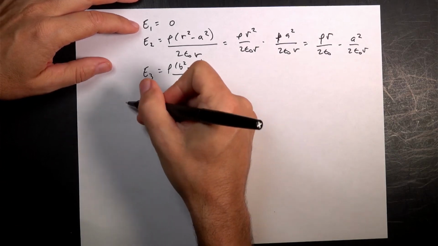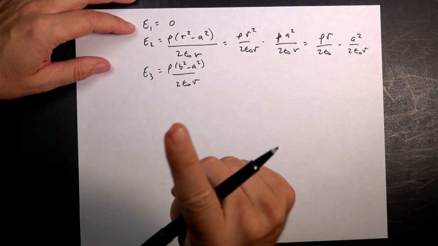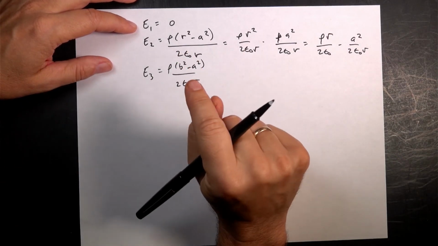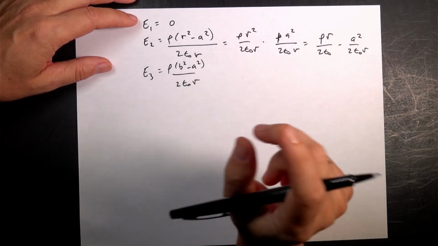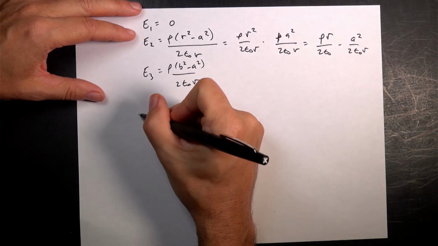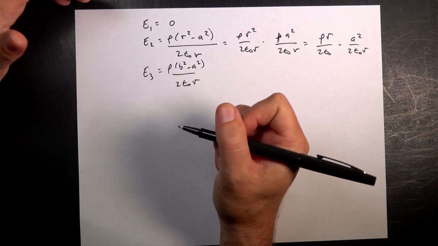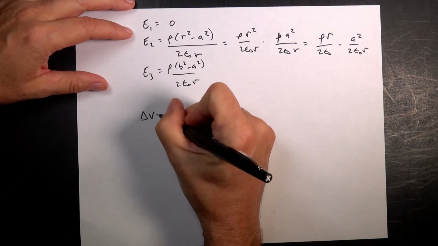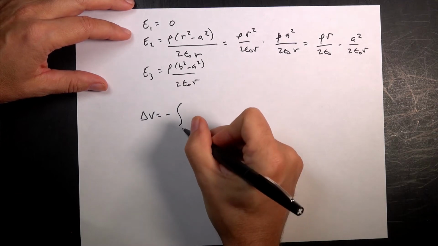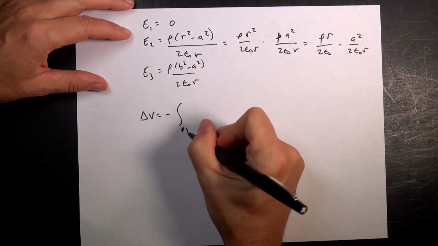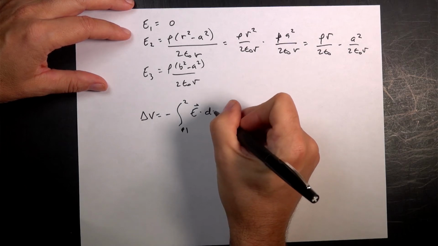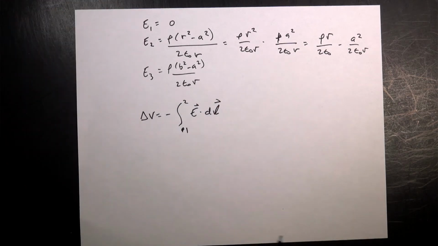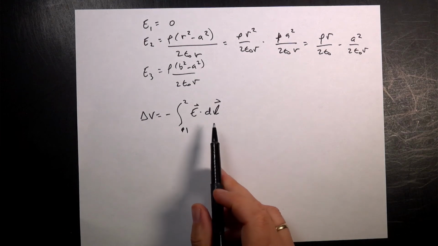Okay, so now we want to find the electric potential. And we can define the electric potential. It comes from the definition of work done by a force, and we divide by the charge. And so you really get this. I mean, really, it's a change in potential. Delta V is negative the integral from point 1 to 2 of E dot dl.